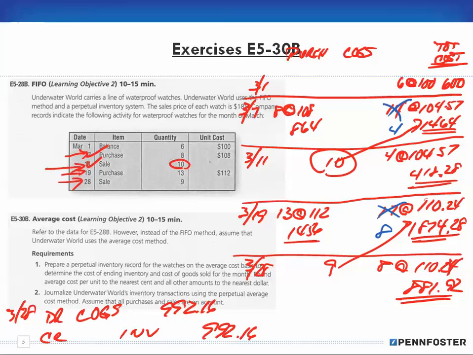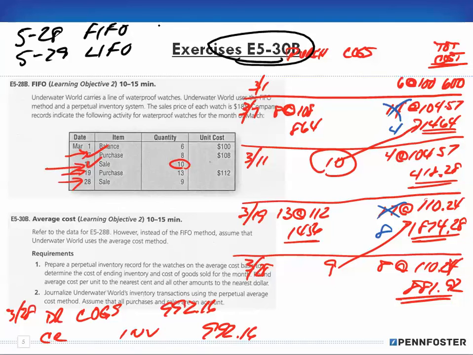And again, go back to 528 for FIFO, 529 for LIFO, and of course this one at 530, in order to understand the differences between all three methods. 528 explains the difference between FIFO and LIFO. 529 just shows me doing LIFO, and 530 is just showing me doing the average cost. But to understand the differences between the three, watch all three videos. All right, so that's it for this problem, and we'll see you in the next one.